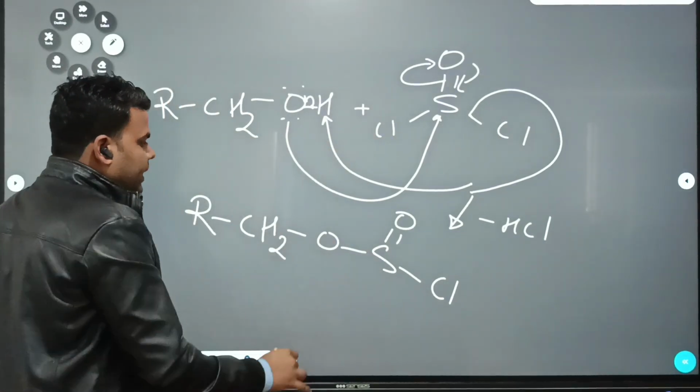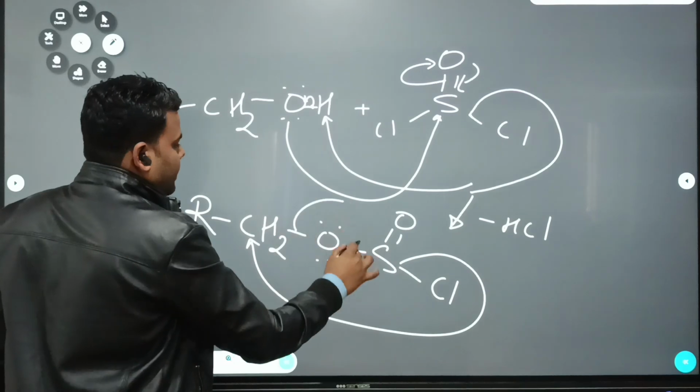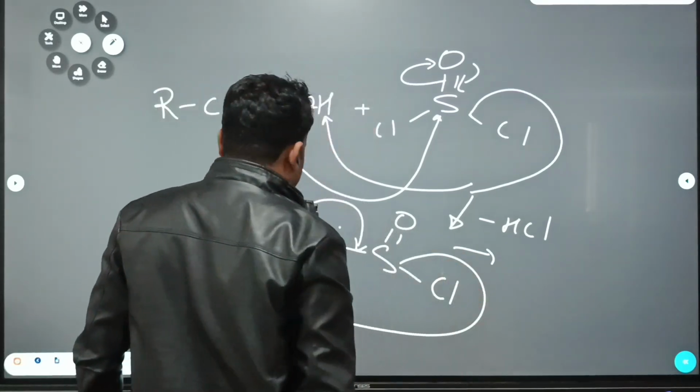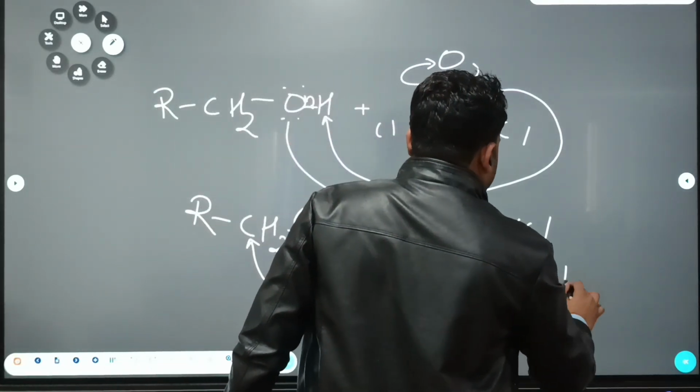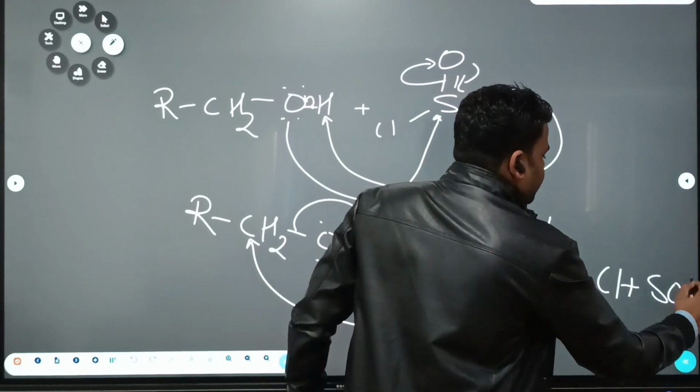Now next part, this one and this. So here we get RCH2Cl plus sulfur dioxide, which is in gas form.